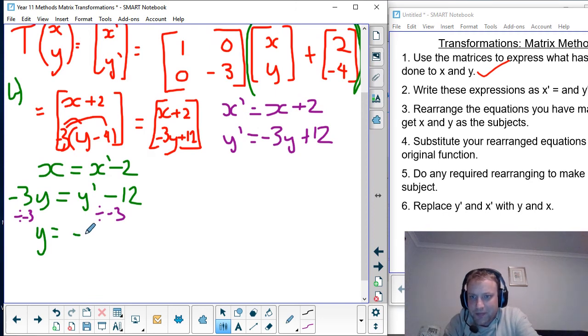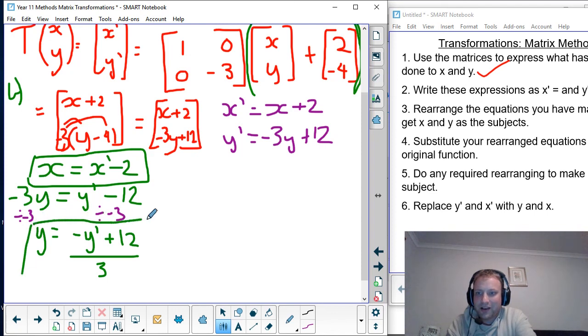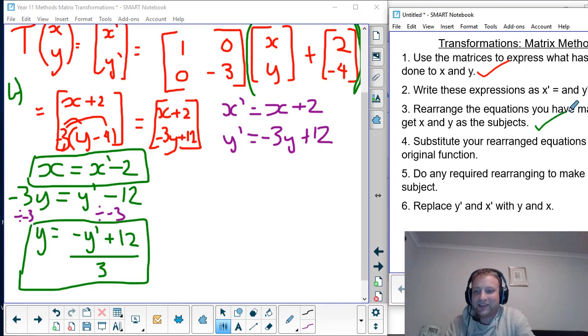You'll have negative y dash plus 12, all on top of 3. The effect of dividing the whole side by the negative is that it'll flip all your positives into negatives and all your negatives into positives. Then you can put the whole lot on top of 3. Okay, so the 2 parts we're going to be working with here: we're going to be working with this one because it's got x by itself, and this was an in-between step. We're going to be working with this, which has y by itself, and we can move on. We've made x and y the subjects. We can get on to step 4.